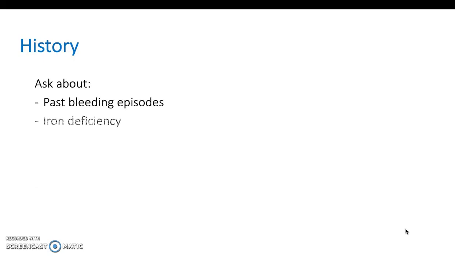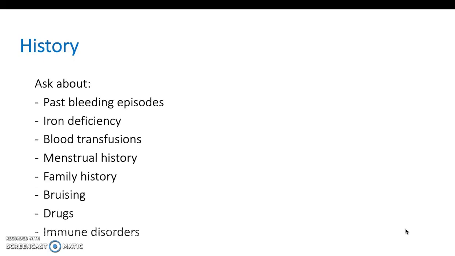Okay, so history, it's important to ask about all of these. They're all quite key to a specific history. Past bleeding episodes such as excessive epistaxis, iron deficiency; ask if they're feeling tired or irritable. Menstrual history can be quite important, say if they've always had heavy periods. Family history is key, as a lot of these are inherited. Drugs, including aspirin and warfarin, you'd want to check for. Bruising, as we mentioned. And immune disorders, such as marrow failure or suppression, which can lead to thrombocytopenia, and things like that.